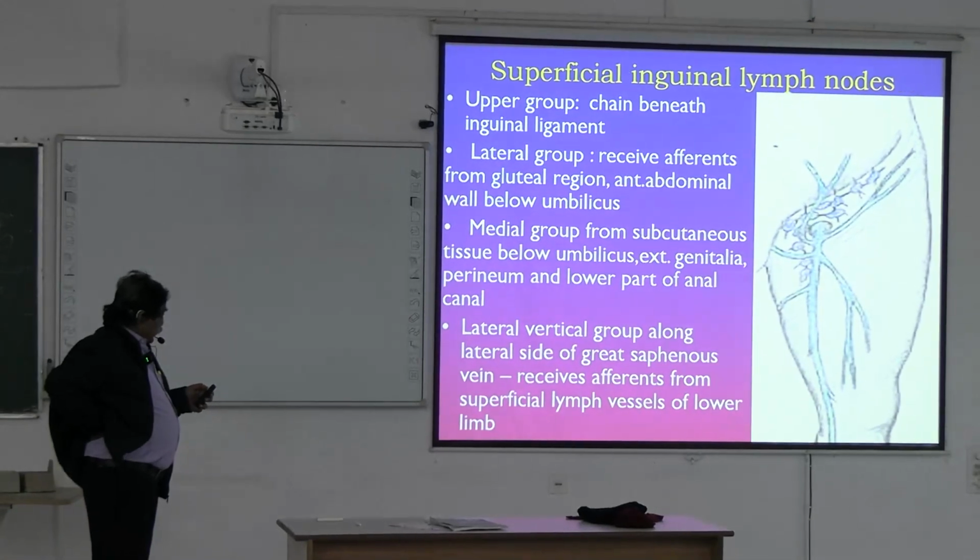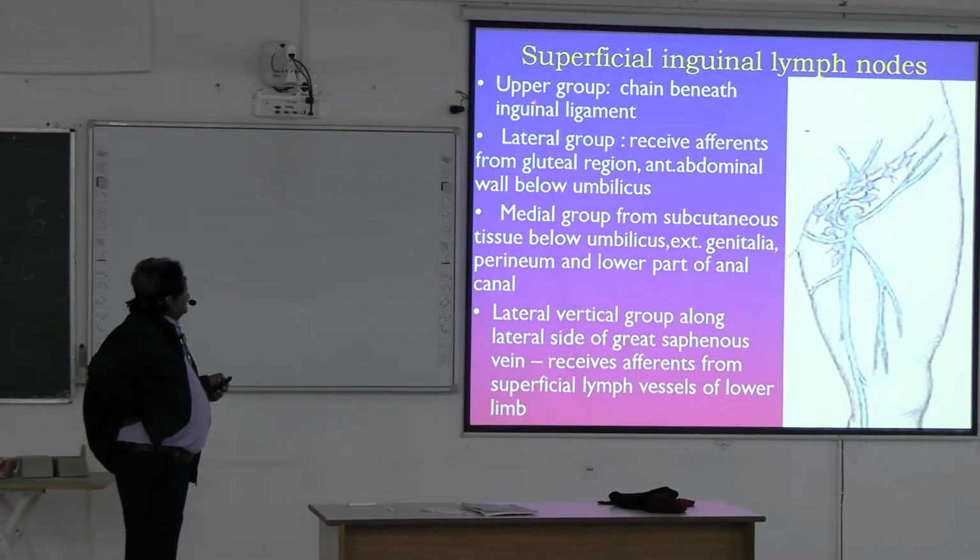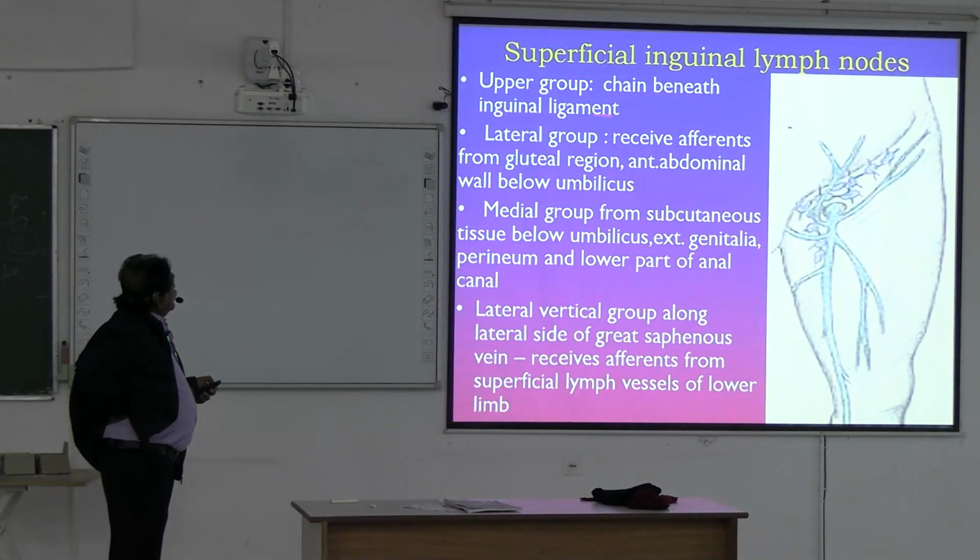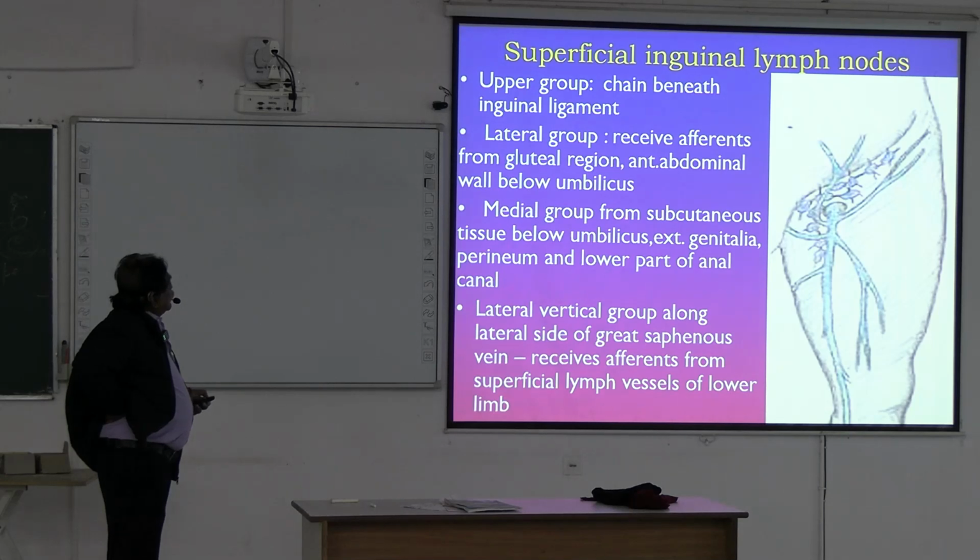Now, superficial inguinal lymph nodes, upper group chain beneath the inguinal ligament. Lateral group receives afferents from the gluteal region and anterior abdominal wall below the umbilicus. Medial group from subcutaneous tissue below the umbilicus, external genitalia, perineum and lower part of the anal canal. Lateral vertical group along the lateral side of the great saphenous vein receives afferents from superficial lymph vessels of the lower limb.